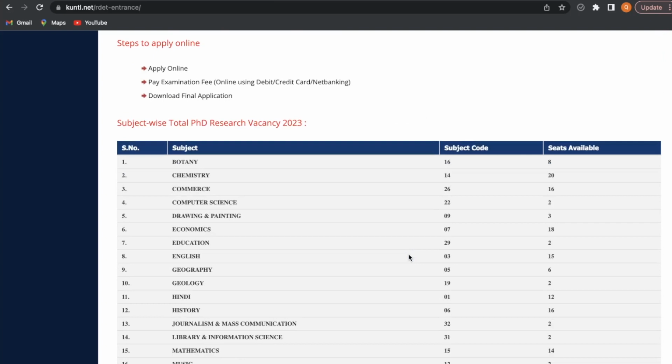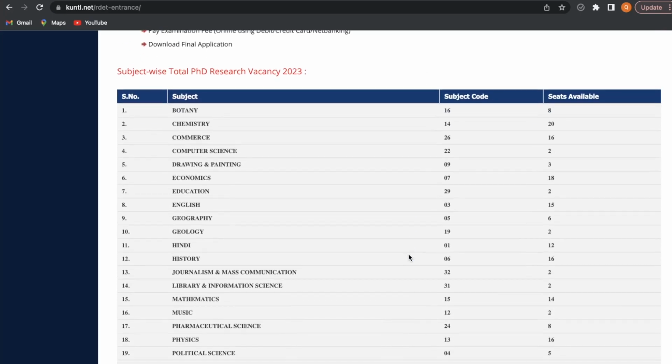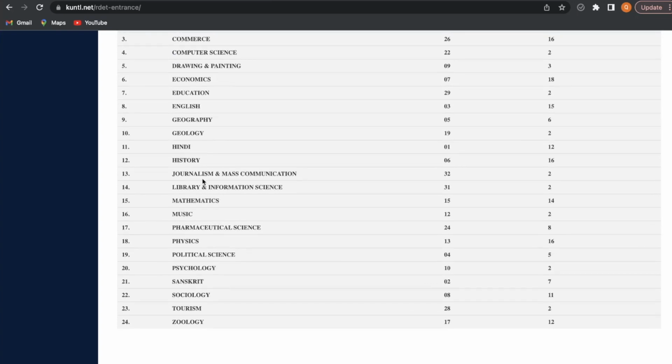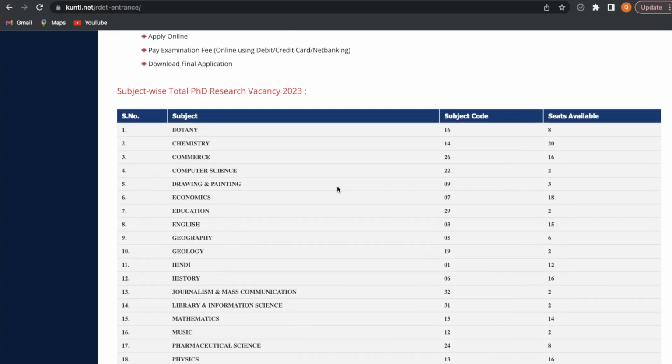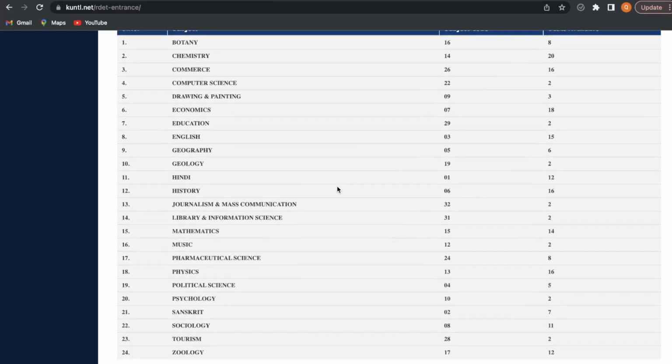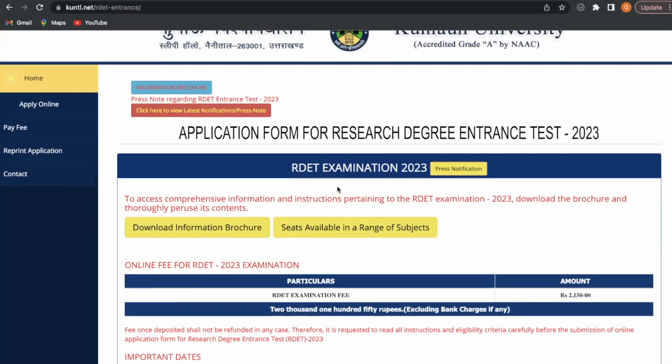So what you have to see, first of all, everyone will be interested that my department is there in the list or not. This is very important, and I completely agree, because everyone wants to know whether this form is exactly for me or not. So see, these are the subjects, these are the seat numbers: botany, chemistry, commerce, computer science, drawing, economics, education, English, geography, geology, Hindi, history, music, library, journalism, pharmaceutical sciences, physics, political science, psychology, Sanskrit, sociology, tourism and zoology. So if you total that number of seats, this is around 203 seats. These are the subject codes which will help you when you fill the form.